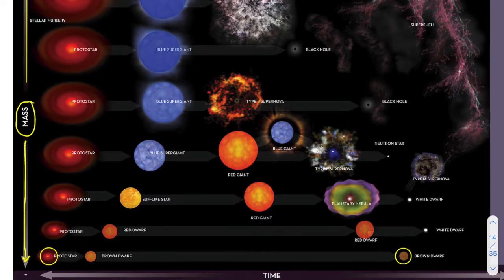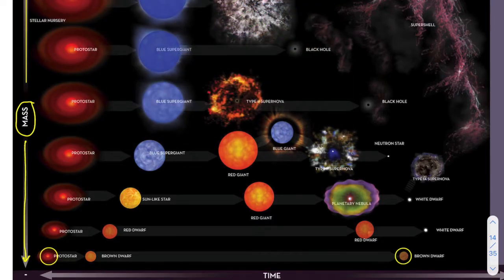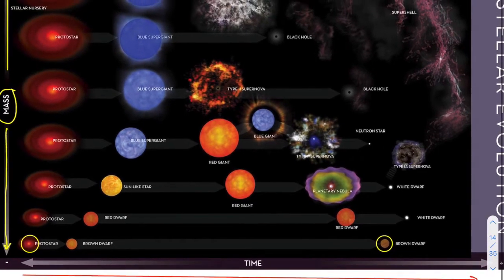Probably. Okay, maybe it can be called a life cycle. Its end is a brown dwarf, and take note that time increases from left to right. Here is the direction of increasing time. So you can see it takes quite a long time.